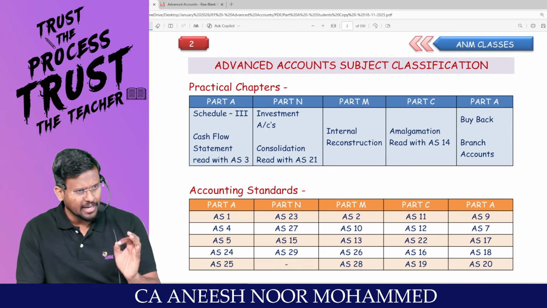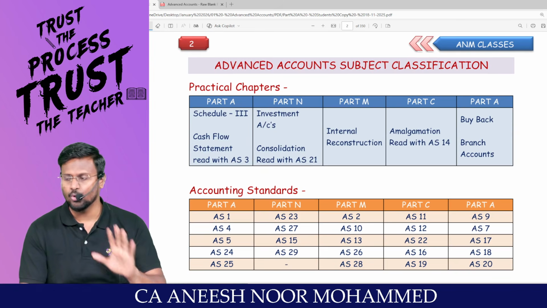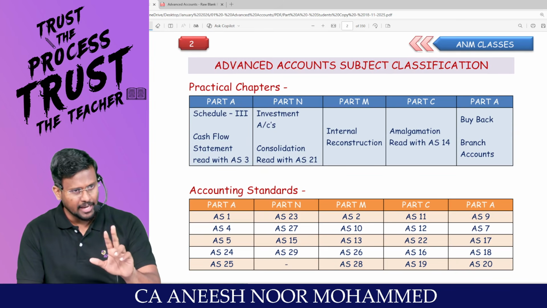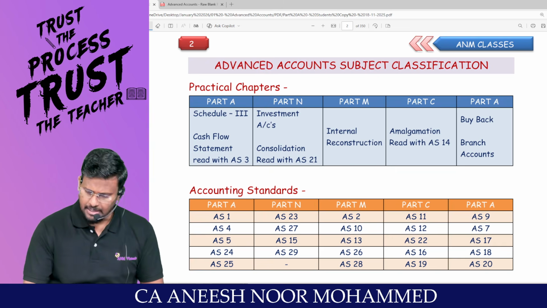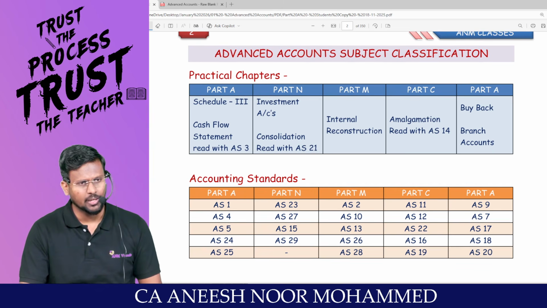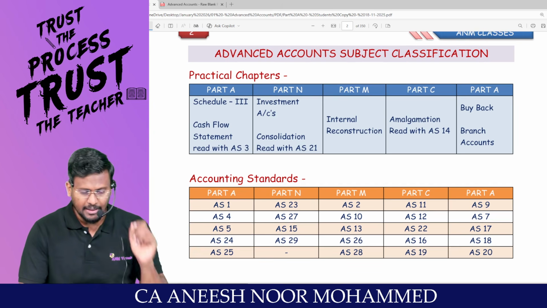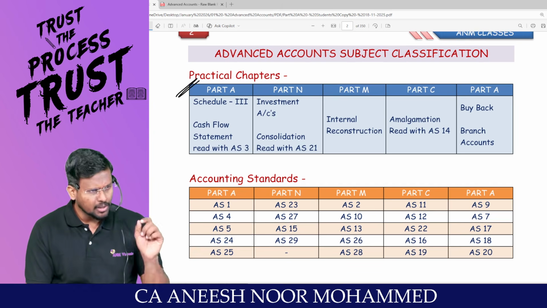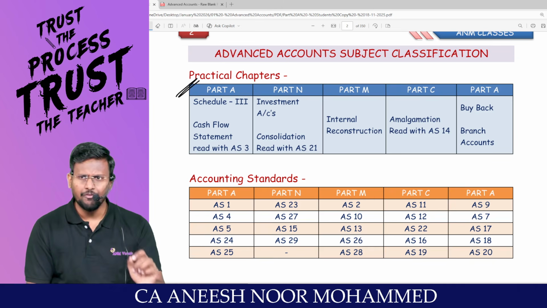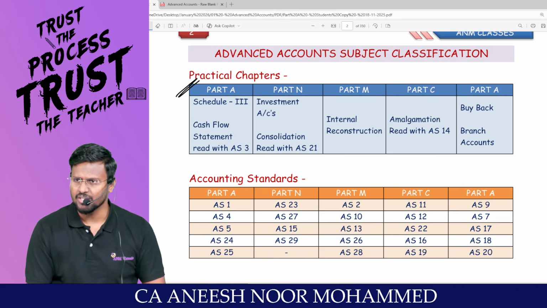For any subject at A&M classes, we have classified it into 5 parts, which is A, N, M, C, A. So we have classified the subject Advanced Accounting into 5 parts. In that, Part A is Schedule 3. Schedule 3 means every company has to prepare its financial statements.